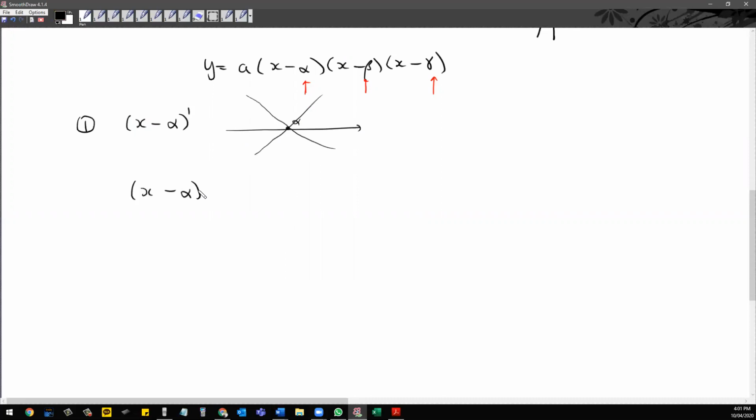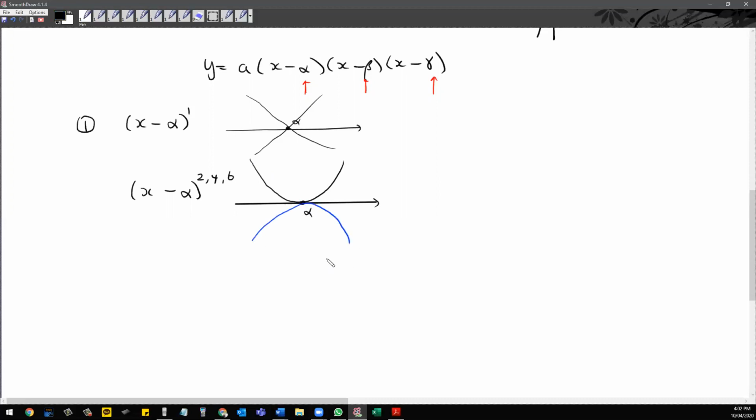If it's an x minus alpha square, all power 4, all power 6, then that's still the x-intercept there, but it'll be an x-intercept with bouncing off behavior. It just touches that point, but it'll bounce off of it. If it's coming from below, then it'll bounce off like that.